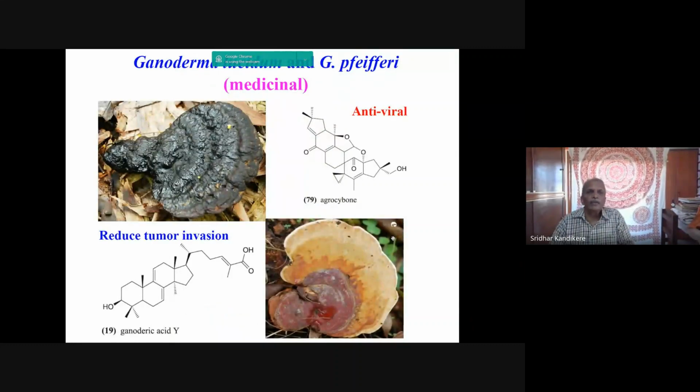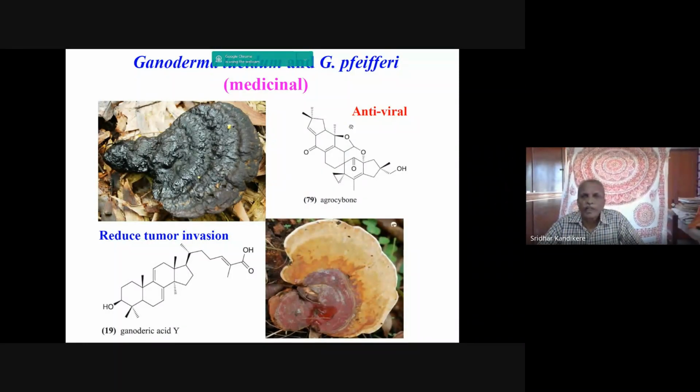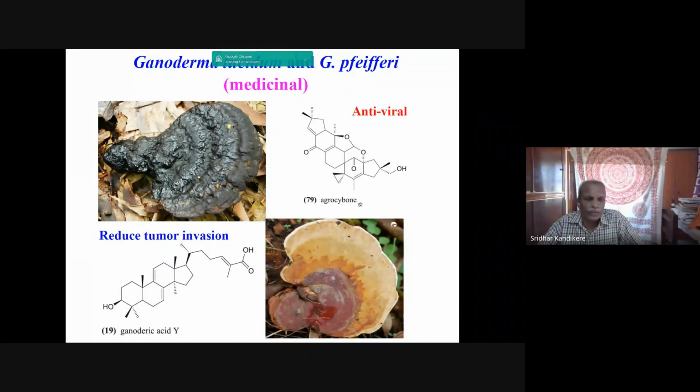So the next one is Ganoderma. Everybody is aware that Chinese are using Ganoderma extensively. It is medicinal. They produce antiviral properties because hydrozibone is produced, and similarly another type of Ganoderma also produces ganoderic acid.